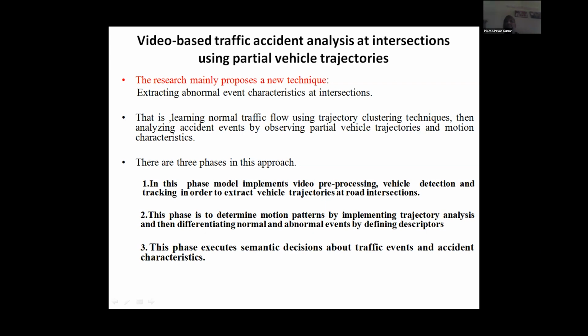One implements video pre-processing, vehicle detection, and tracking in order to extract vehicle characteristics and road intersections. The second phase in this model is to determine motion patterns by implementing trajectory analysis and then differentiating normal and abnormal events by defining descriptors. And the last phase executes semantic decisions about traffic events and accident characteristics. So these are the various phases of this approach.